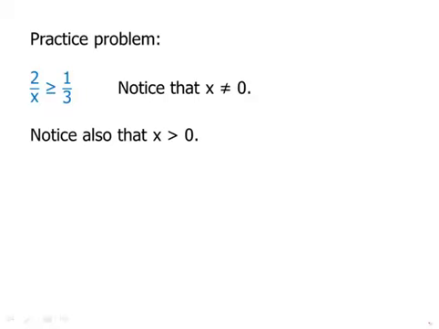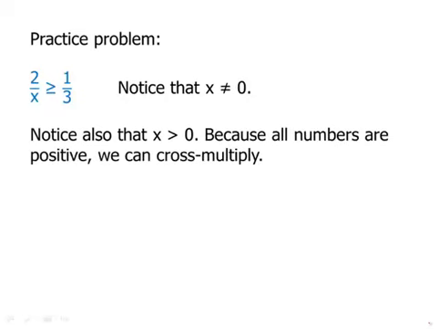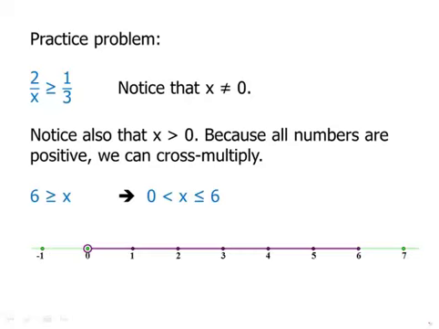No negative can be greater than a positive. So x absolutely has to be positive. Because all numbers are positive, we can simply cross-multiply. So just plain old cross-multiplying, we get that 6 is greater than or equal to x. Well, if we combine all these conditions together, we see that x has to be greater than 0 and less than or equal to 6. And so this would be the allowable range.